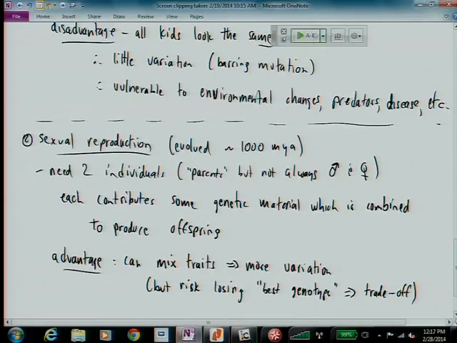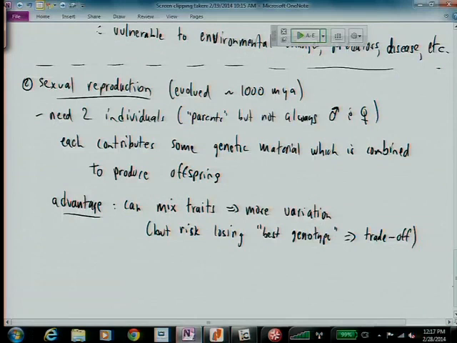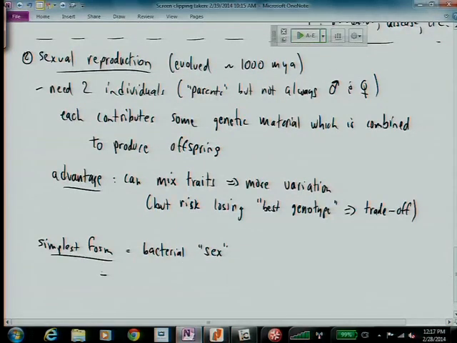What I want to talk about really briefly is the very simplest, which is perhaps a hint as to where this stuff started. The simplest form is bacterial, and you might call it sex. The way it works is the following. They pick up DNA fragments from other, even dead, bacteria.